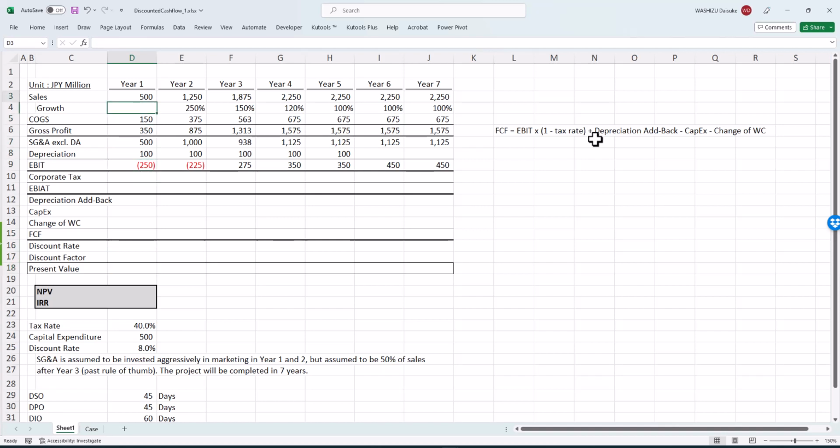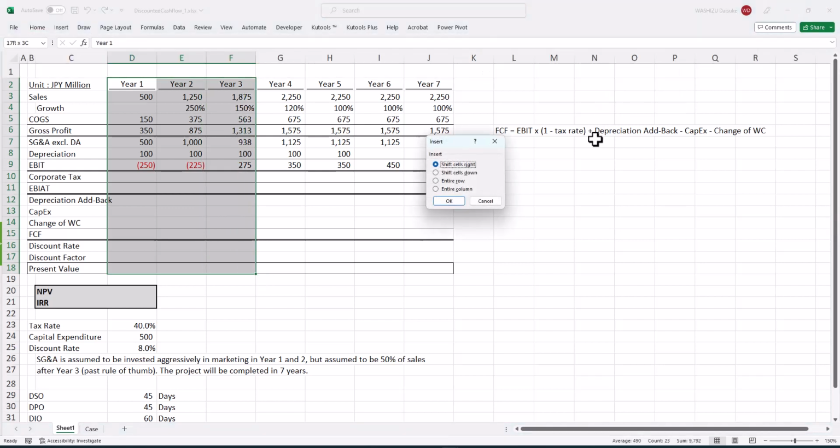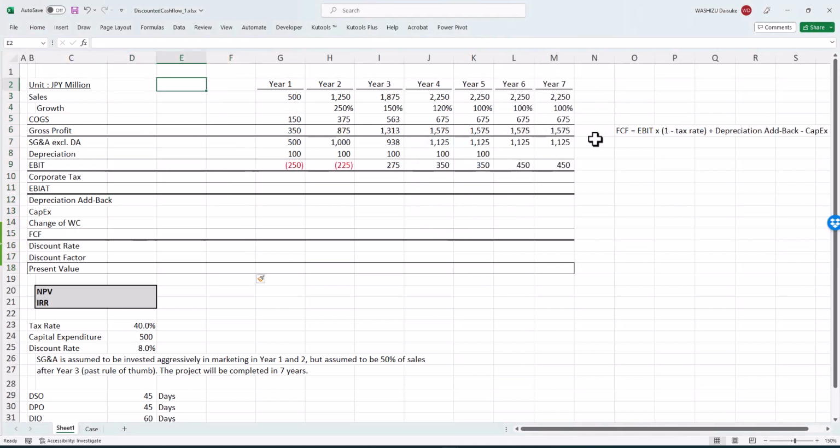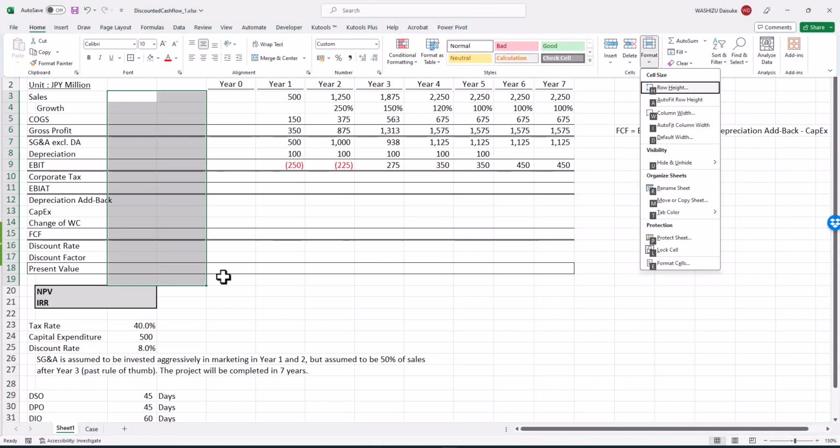Okay, so let's move on to the calculations. Okay, so I want to insert 3 columns here. Okay, and I want to put a year 0 here. That's the initial investment. Okay.